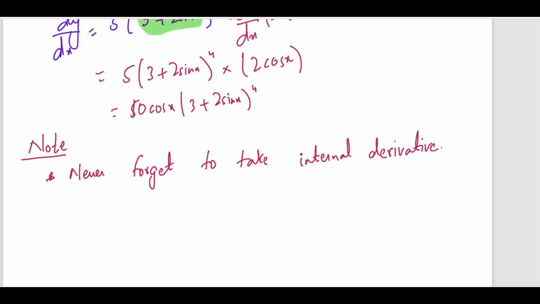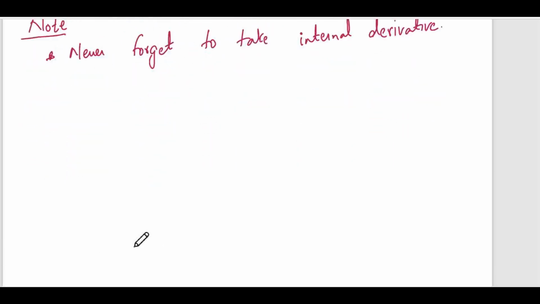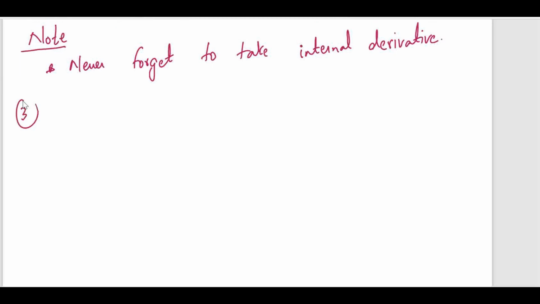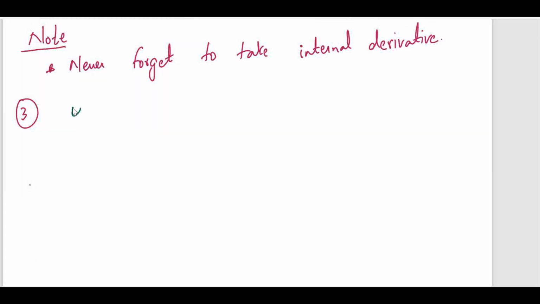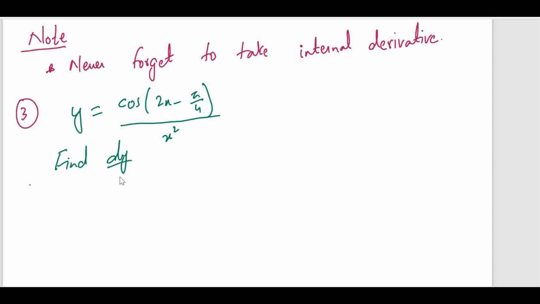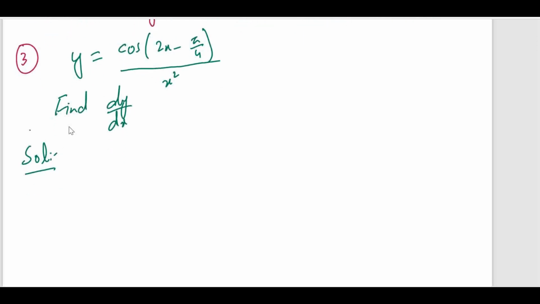Now let's move to another example. Let's say y is equal to cos of (2x minus pi by 4) whole divided by x square. Now we have to find dy by dx. Keep this in your mind that right now we are only focusing on the differentiation of trigonometric functions.